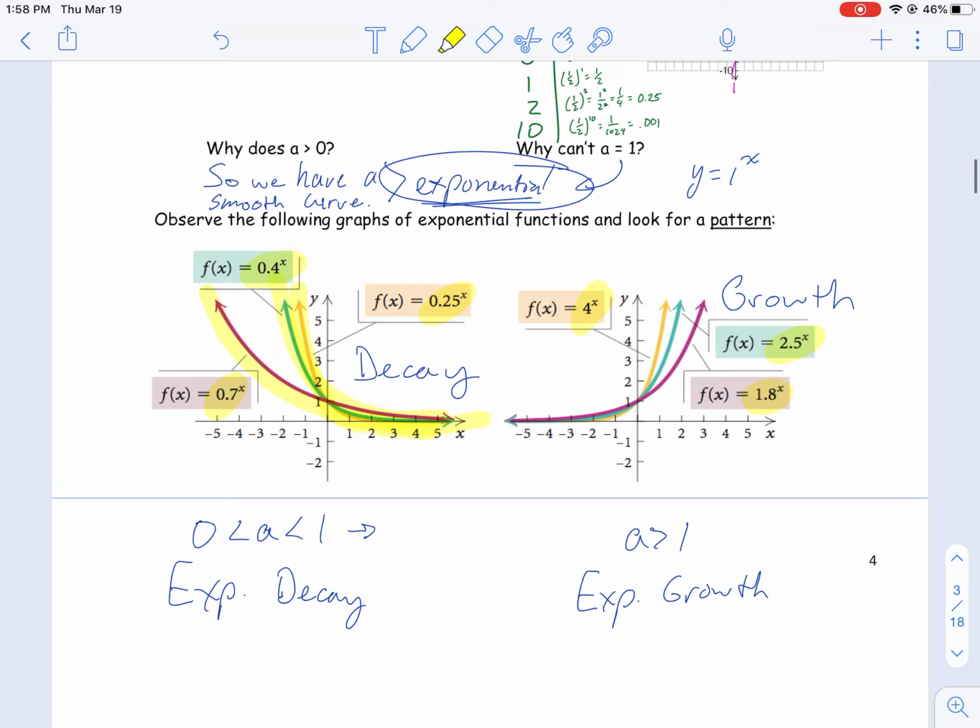We see that when a is between 0 and 1, we have an exponential decay, but when a is greater than 1, we have an exponential growth.